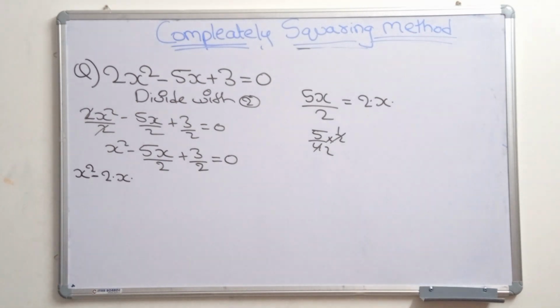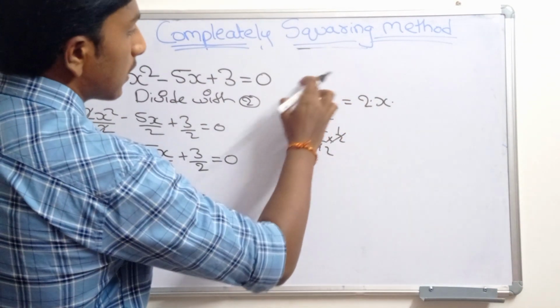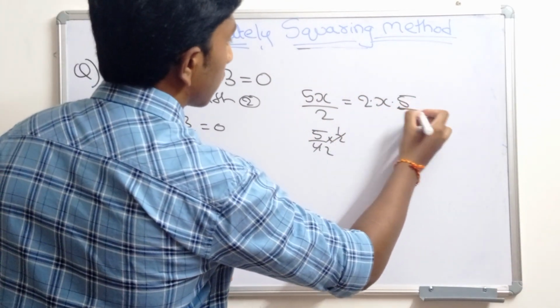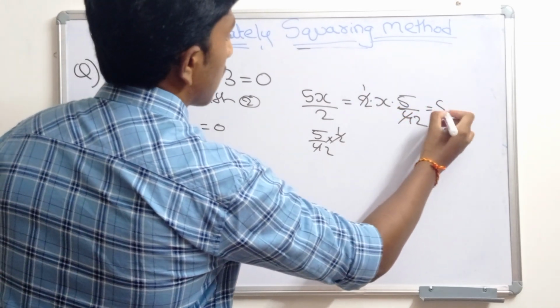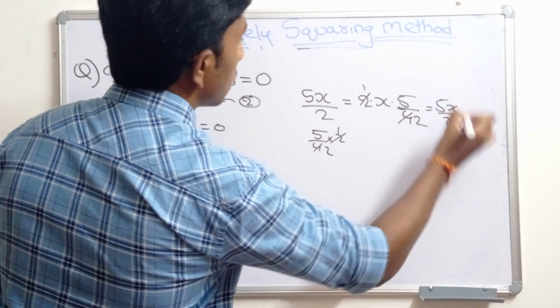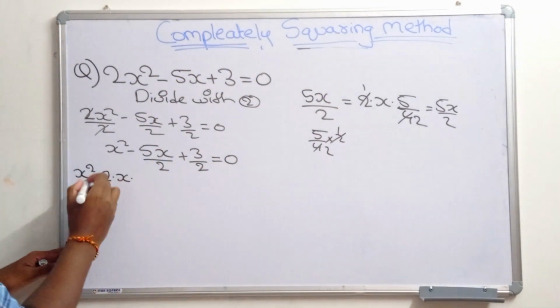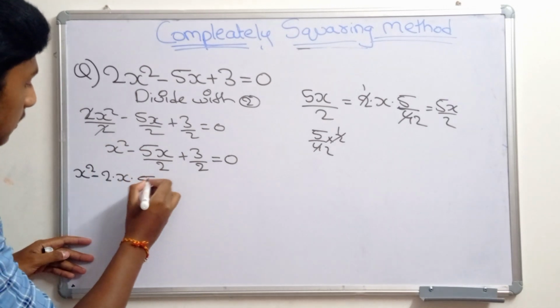Guys, is it clear? So 5x by 2 means I have 2 into x. To get 5x by 2, I have to multiply with 5 by 4. Then 2 ones are 2, 2 twos are 4, so I am getting 5x by 2. I should multiply with 5 by 4. So x is a square minus 2a into the b term, which means 5 by 4.